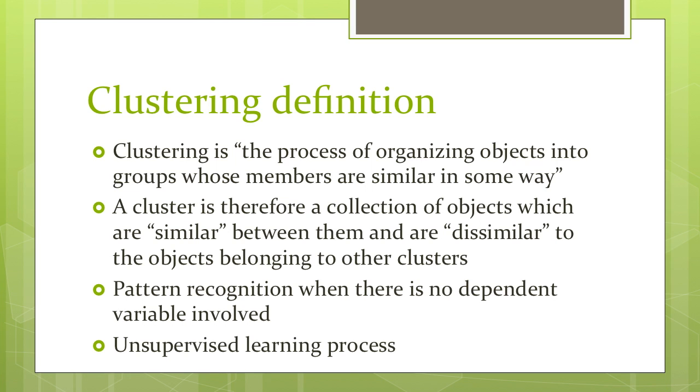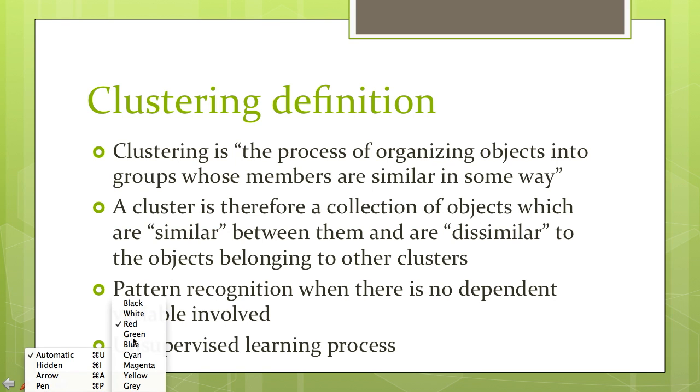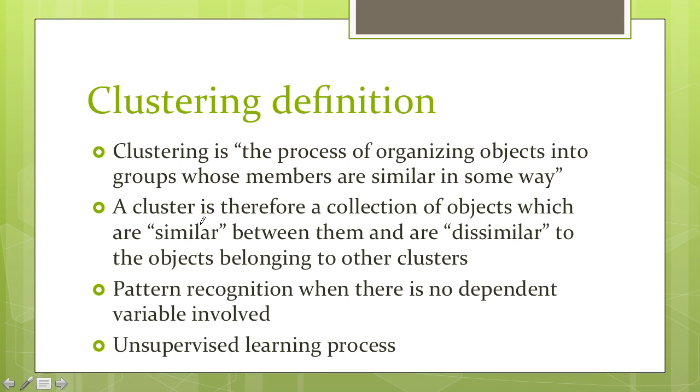The definition of clustering is the process of organizing objects into groups whose members are similar in some way. What we're trying to say here is that clustering is a process where we create homogeneous groups. Let's read the second statement also. A cluster is therefore a collection of objects which are similar between them and are dissimilar to objects belonging to other clusters.